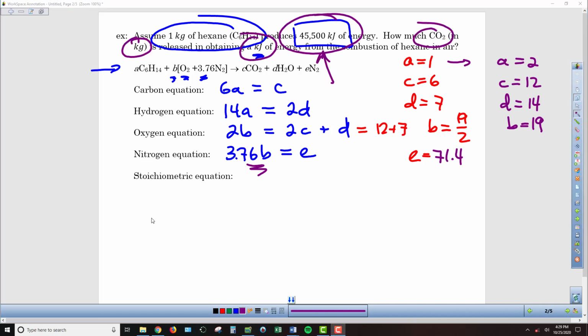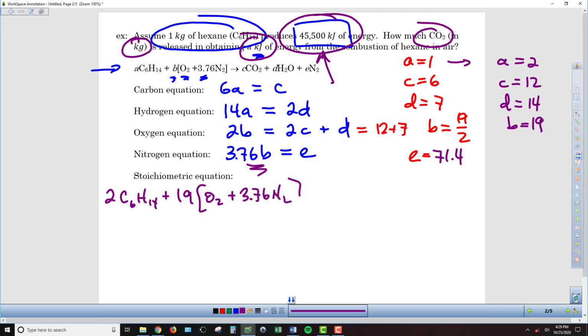So I've got 2 moles of the hexane plus, then we got B is 19, so 19 times the mole of oxygen plus the 3.76 of nitrogen yields, and then for the carbon dioxide we've got 12 moles of carbon dioxide plus D was 14, so 14 moles of water, and then plus the 71.4 moles of the nitrogen gas.